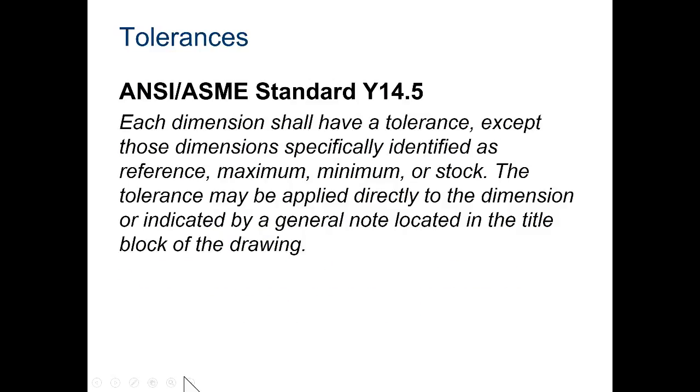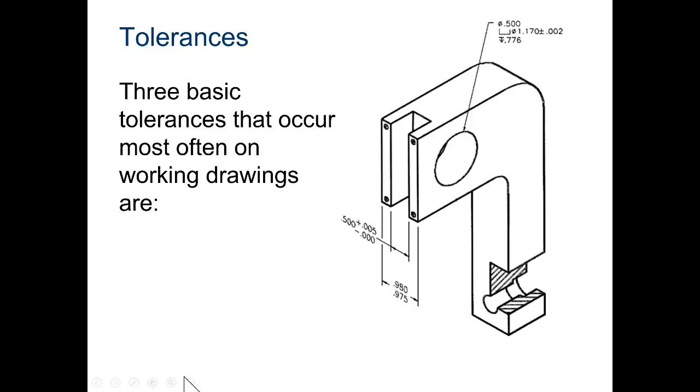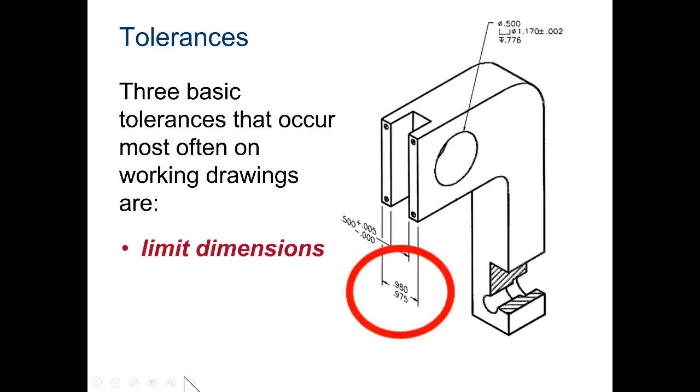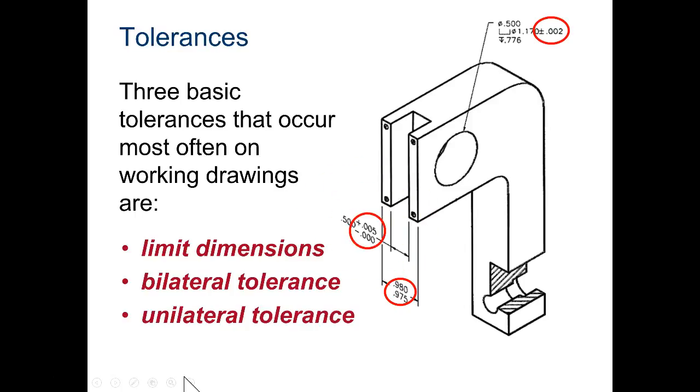This is a quote from ANSI, and it essentially says you will include tolerances and dimensions in your drawings. All right, there are a few kinds of tolerances. With the tolerance, you're saying how much variation you're going to accept. If we look at the way we report tolerances, there are three basic ways: limit dimensions, bilateral tolerances, and unilateral tolerances. Let's look at each one more closely.